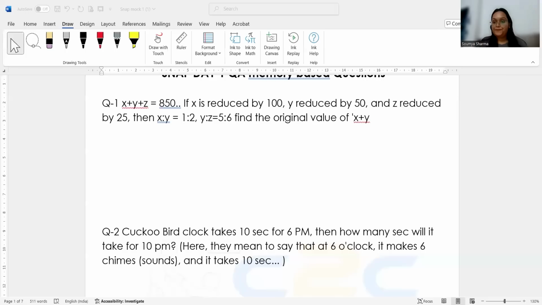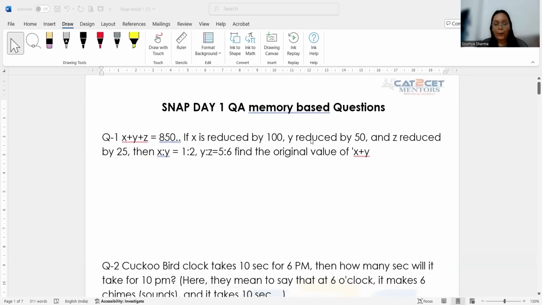Okay. So I hope the screen is visible. Coming on to this, the first question, which is not in order, but yes, we have SNAP day one all questions of slot 1 and slot 2 quants.